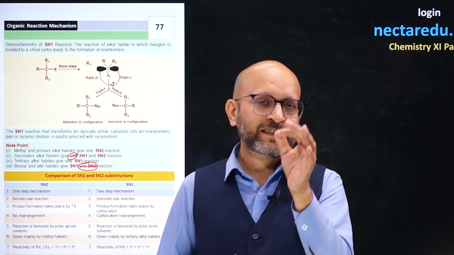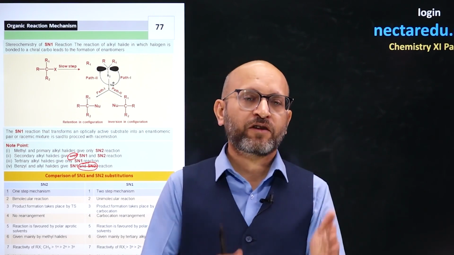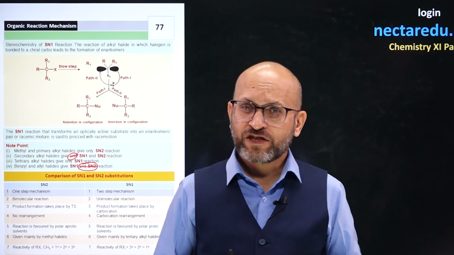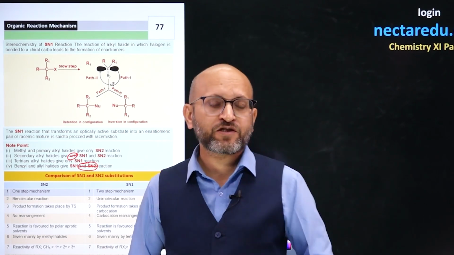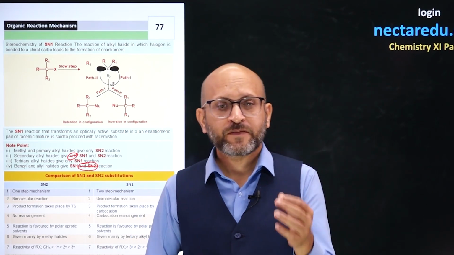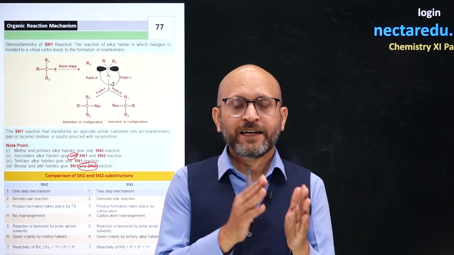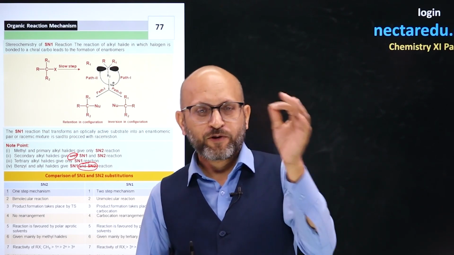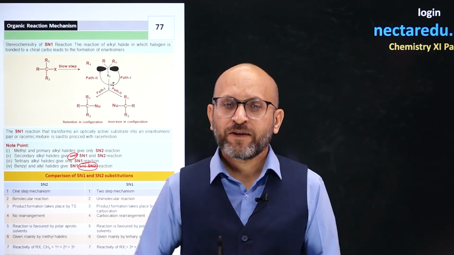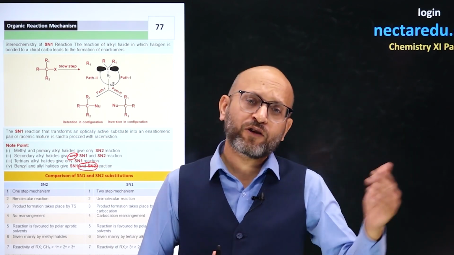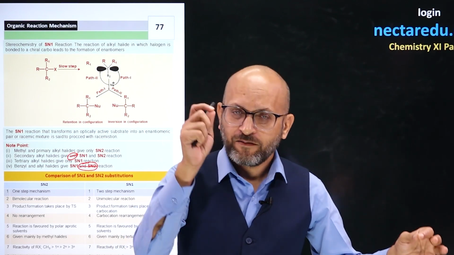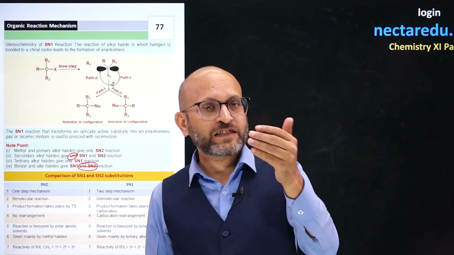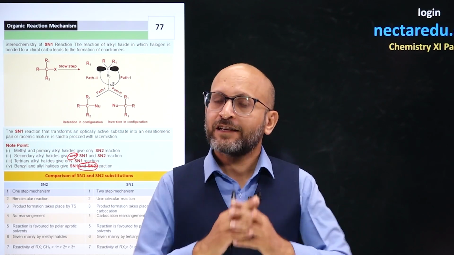In a protic solvent SN1 is favored, and in an aprotic solvent SN2 is favored. What are protic solvents? Protic solvents are solvents which produce H plus. Examples of protic solvents are water, ethanol, carboxylic acids. They give out H plus. Whereas aprotic solvents, examples are DMF, DMSO, because they do not give out H plus, they are aprotic. Protic solvents favor SN1, aprotic solvents favor SN2.